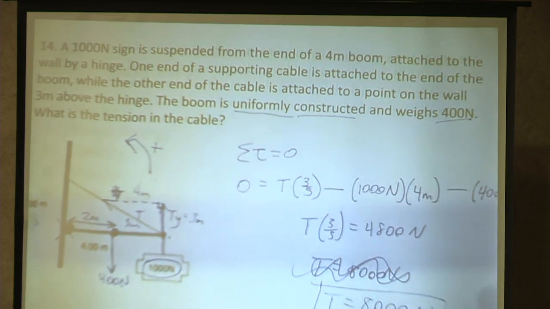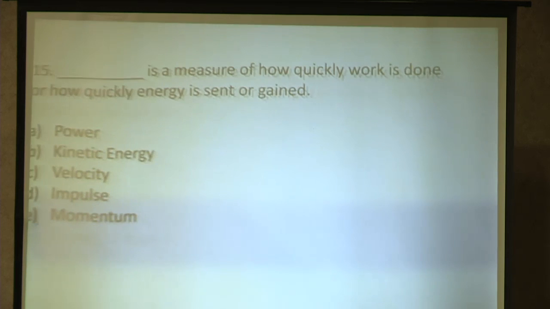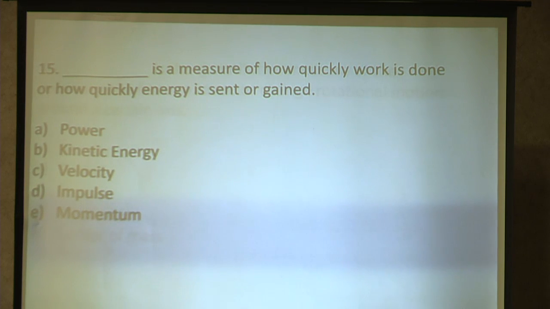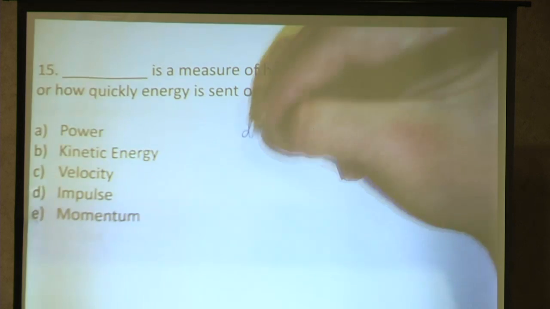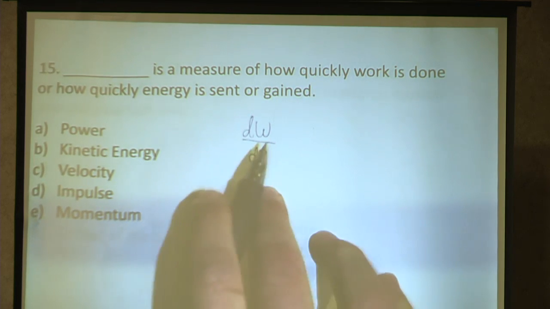All right. So I'm going to move on to number 15. Oh, nice and quick. Blank is a measure of how quickly work is done or how quickly energy is sent or gained. So what this question is asking is how fast work was done. So you could also think of it as the change in work over the change in time. What do you guys think the answer is?